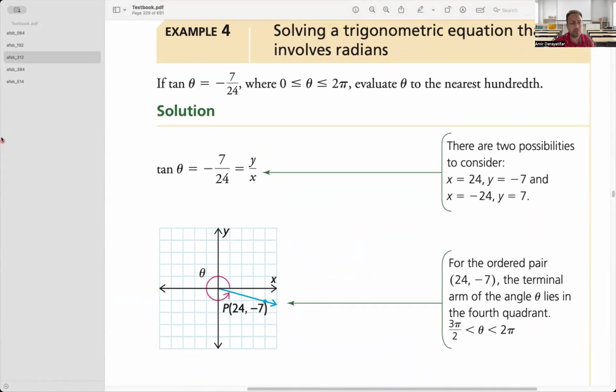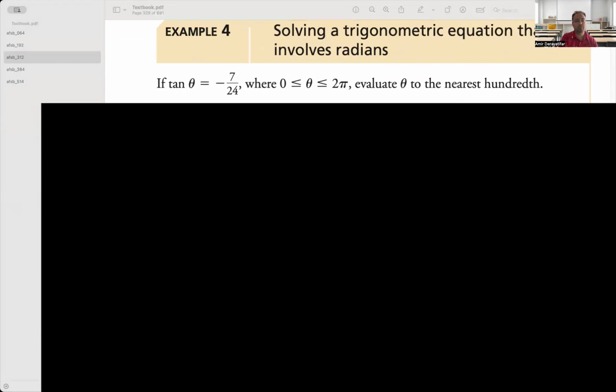Now, if you want to solve an angle, how does that work? So like this question here, example 4. It says tan theta is -7 over 24. So that is opposite is -7, adjacent is 24. And theta is an angle between 0 and 2 pi. So that's like 1 complete cycle. Solve for angle theta. Okay.